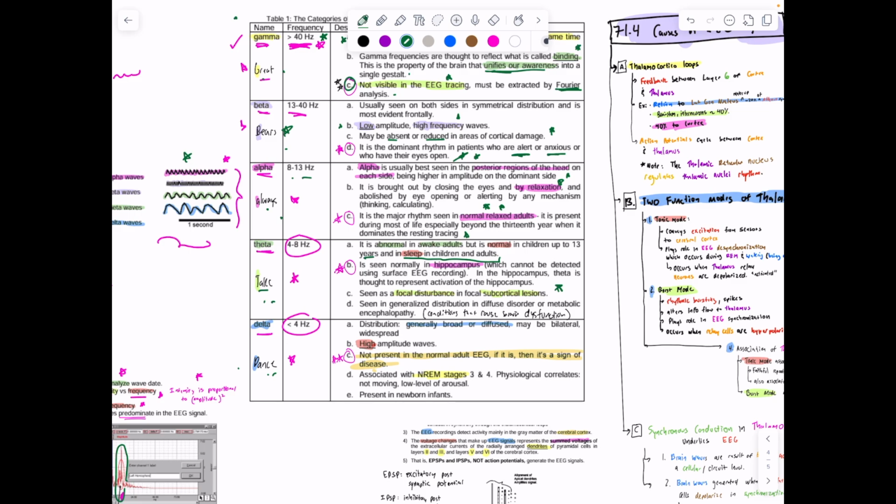All right, so then we have delta, and just like gamma, these are generally broad or diffuse, maybe bilateral. They're high amplitude waves. Delta waves are not present in normal adult EEGs. It is a sign of disease.